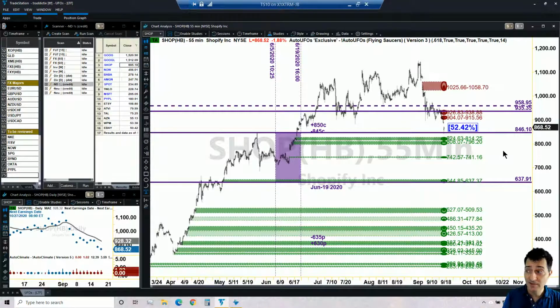If that value was below 48%, we would just discard that stock altogether and go for another one, because less than 48%, we don't even consider it. Okay, so 52% is certainly valid. And then the last thing I want to point out before we begin with the planning of the trade is that we have multiple UFOs above.